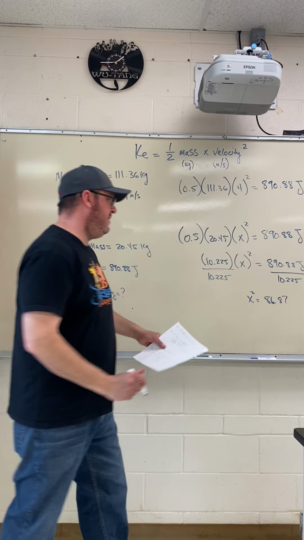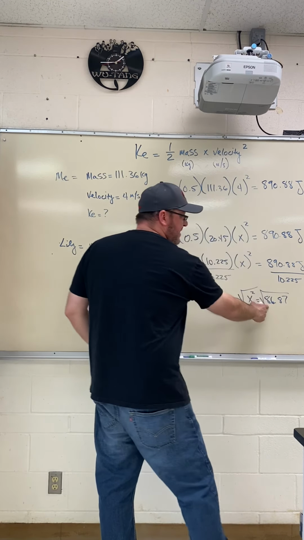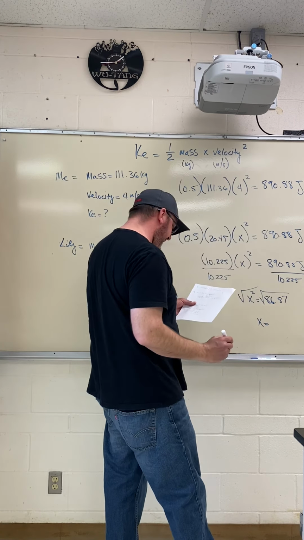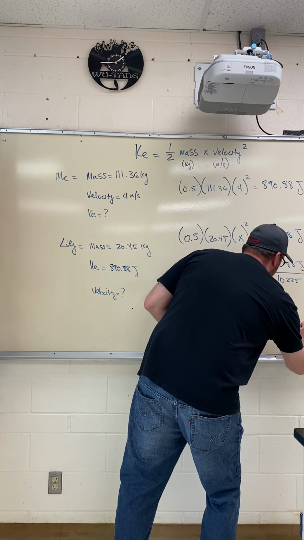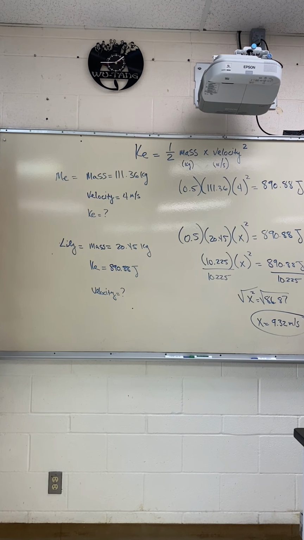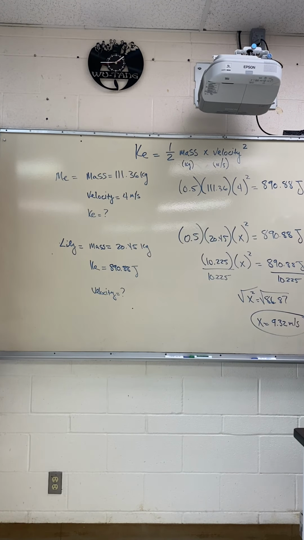Now I'm still solving for x. I've got the x squared, so I'm going to square root. And if I take the square root of 86.87, x will equal 9.32 meters per second. So for my daughter to have the same amount of kinetic energy as me, she basically has to almost double her velocity. I was traveling at 4 meters per second. She'll have to travel at 9.32 meters per second.